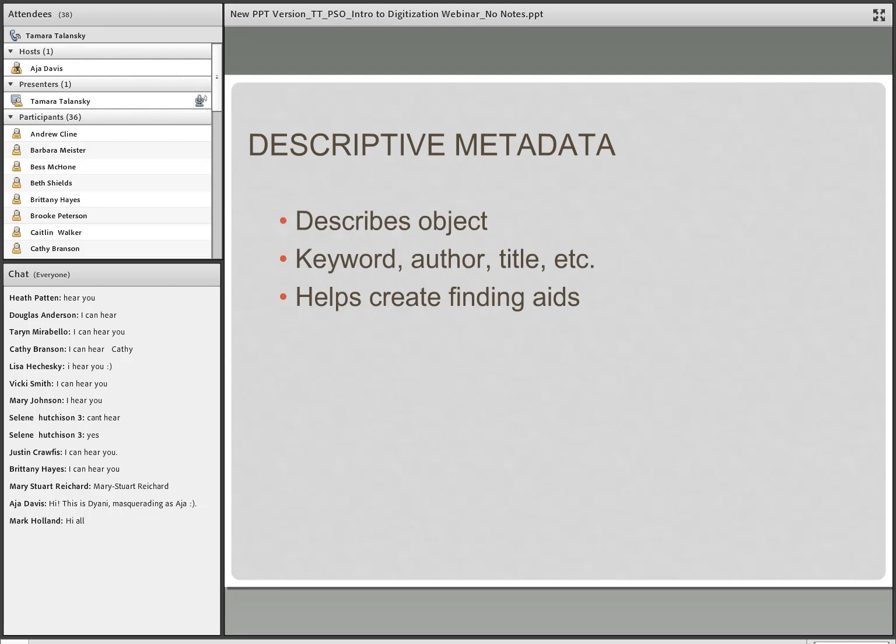So let's talk about the different types. Descriptive metadata describes an object, and it includes items such as the keyword, an author, the title, the dimensions, what type of media, etc. This information is really helpful for creating finding aids.